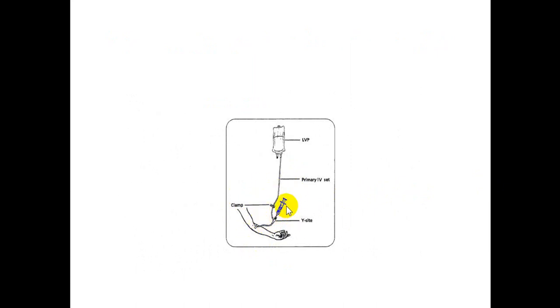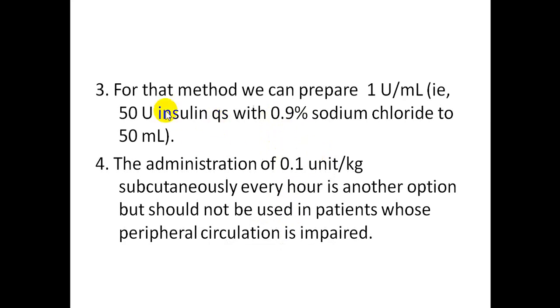This is the method we can use to administer insulin by Y-site, with the drip of fluid on another site. For this method, we can prepare 1 unit of insulin per ml, for example, by mixing 50 units of insulin with 50 milliliters of sodium chloride or normal saline.